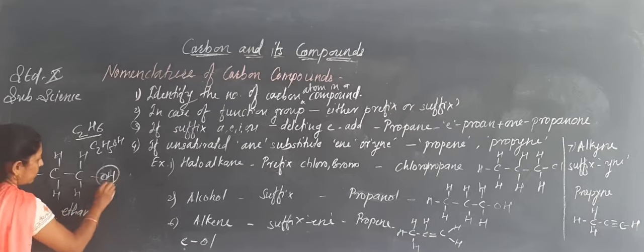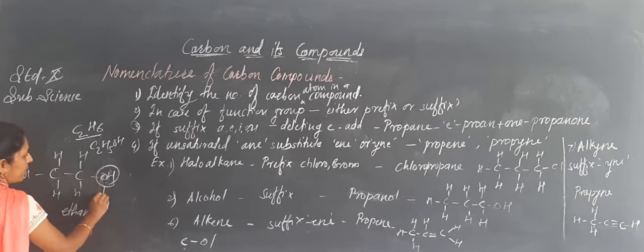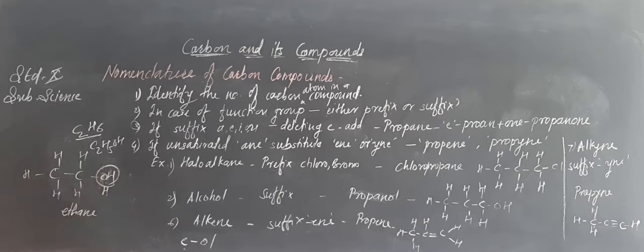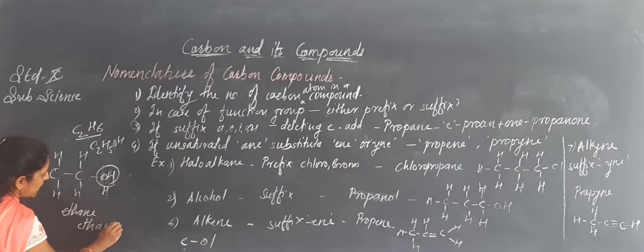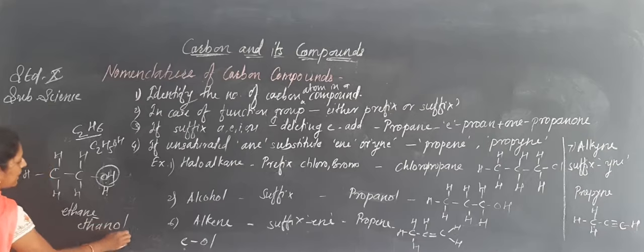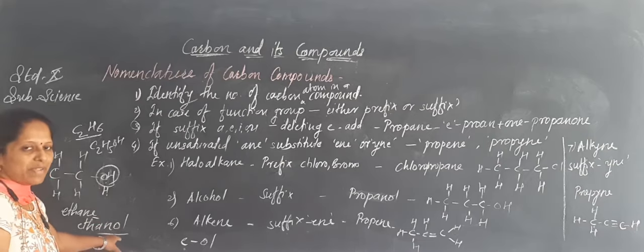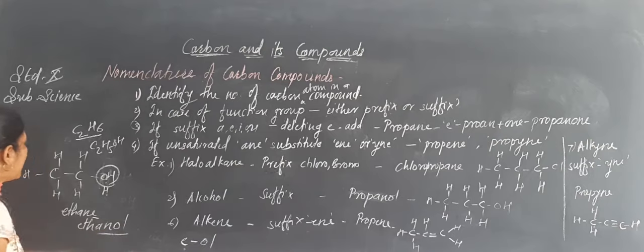But when a hydrogen is substituted by an alcohol group, in E-T-H-A-N-E, the E is replaced by OL. So that is called a suffix. Suffix means we write it at the end. This is about a single carbon compound.